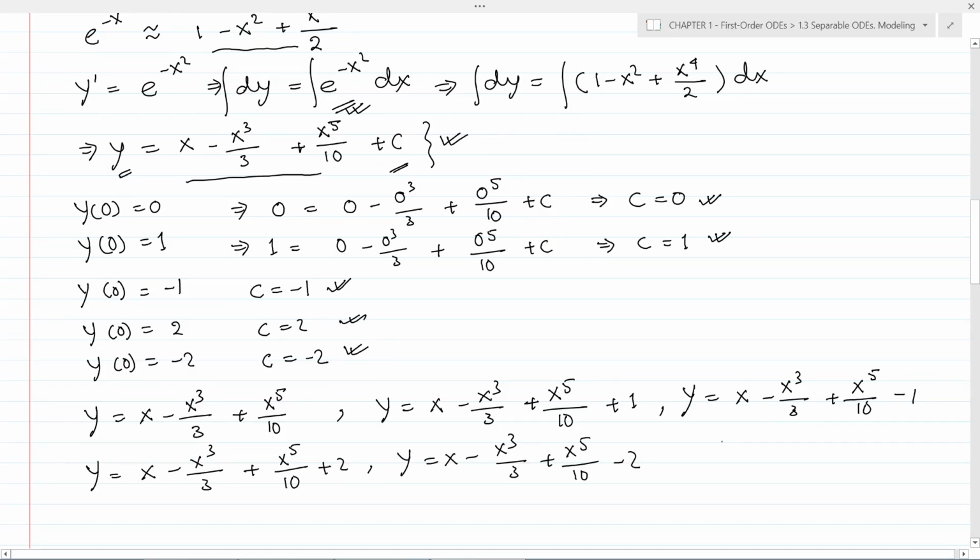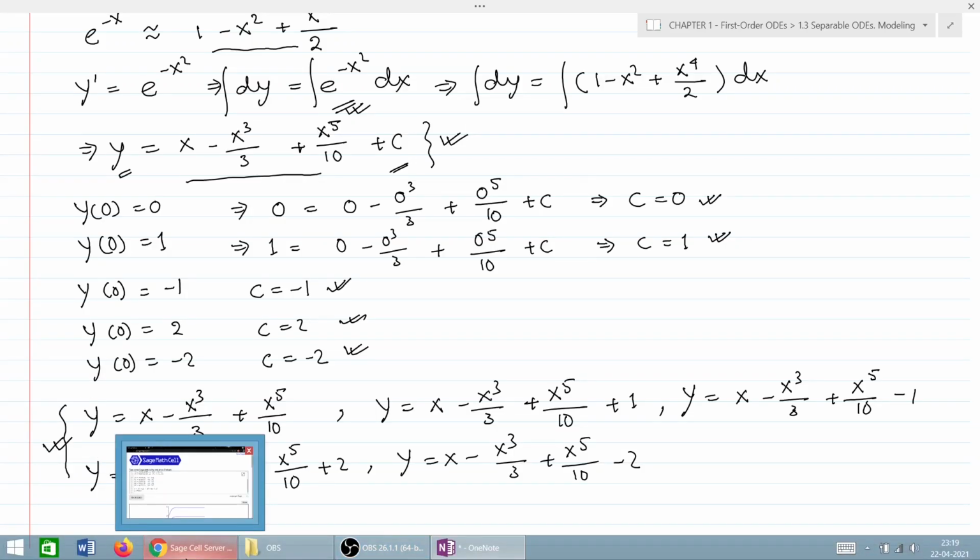These are the 5 particular solutions that we have obtained, and we can plot these 5 particular solutions in the xy plane by using the plot command as we have done earlier. Now we will go to Sage Math.